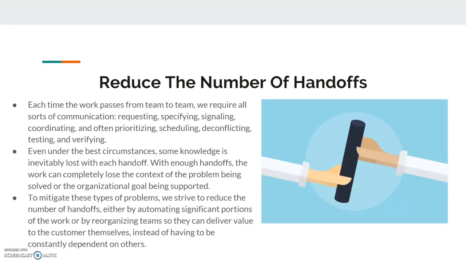With enough handoffs, the work can completely lose the context of the problem being solved or the organizational goal being supported. To mitigate these types of problems, we strive to reduce the number of handoffs, either by automating significant portions of the work or by reorganizing teams so they can deliver value to the customers themselves instead of being constantly dependent on others.